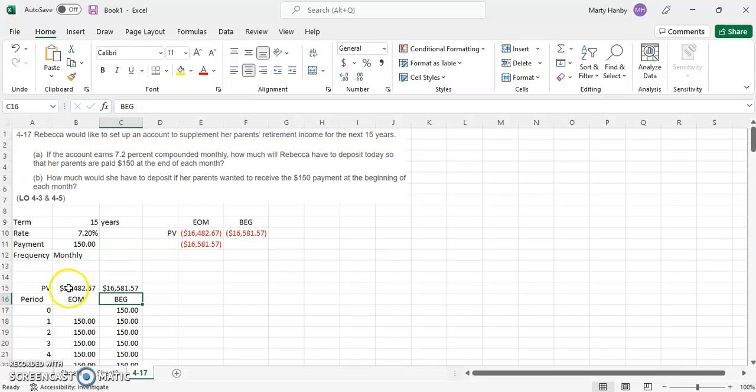So the correct cost for her is $16,482.67 if the payments are made at the end of the month, and $16,581.57 if the payments are made at the beginning of the month.